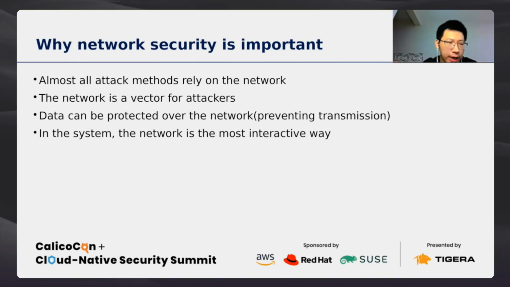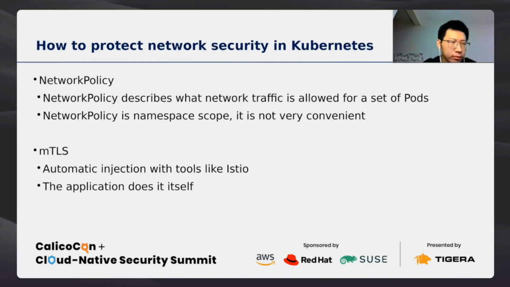Although the challenges are network dependent, we can't directly block the network connectivity because in a microservice architecture there will be thousands of microservices that need to communicate with each other. Next, we will look at how to secure the network in Kubernetes.